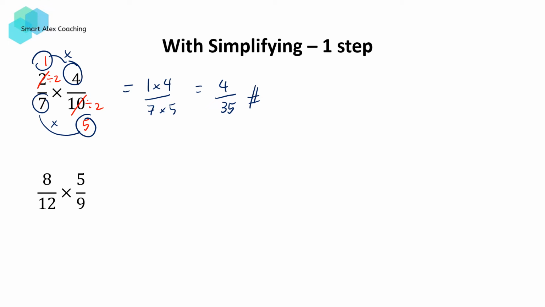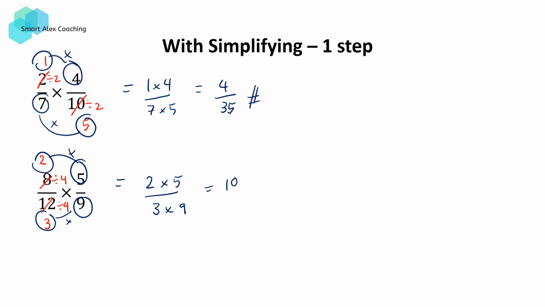So for 8/12 times 5/9, this time I can see that the 8 and the 12 can cancel out. We can divide 8 by 4, and I can also divide 12 by 4 as well. This is going to cancel to 2 on the top. 12 divided by 4 is 3 on the bottom, and then we multiply out the 2 and the 5 on top, and the 3 and the 9 on the bottom. This will give us 2 times 5 over 3 times 9, which is 10 over 27. Again, the same answer as what we had on the previous slide.